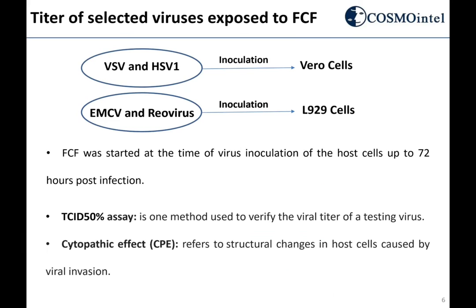Two cell lines, Vero and L929, are selected to be inoculated with these viruses. And Faradarmani was started at the time of virus inoculation and continued up to 72 hours post-infection. Two common assays were used in this study: the TCID 50% assay, which is a common method to verify viral titration, and cytopathic effect, which shows the structural changes in host cells that are infected by virus.